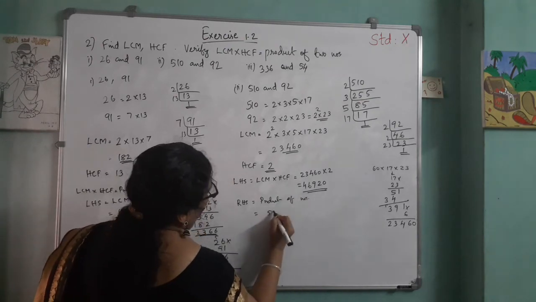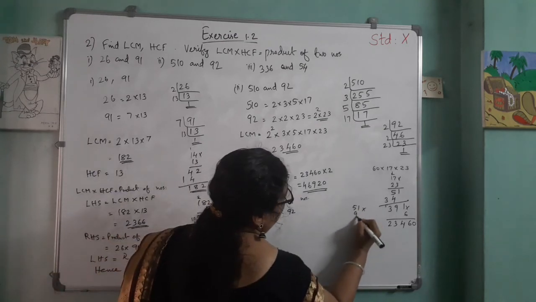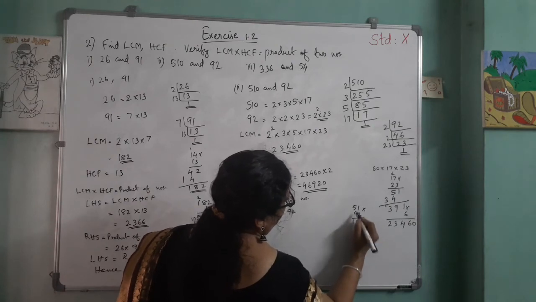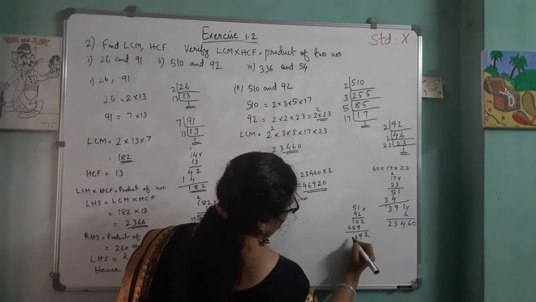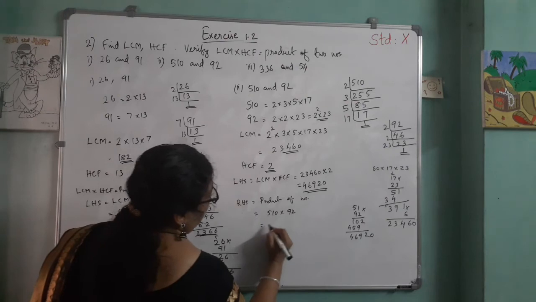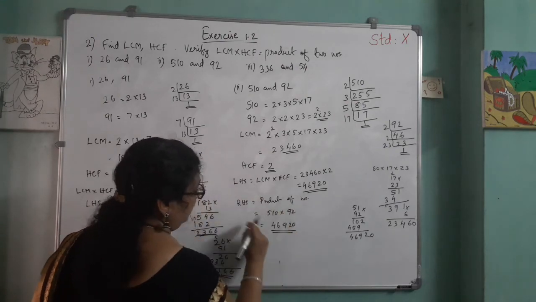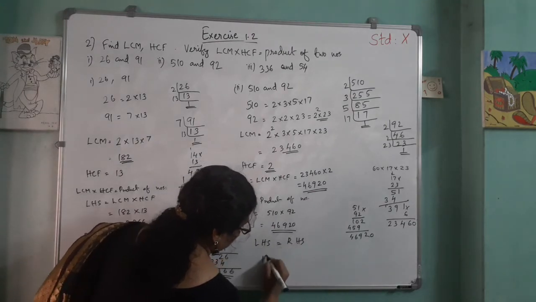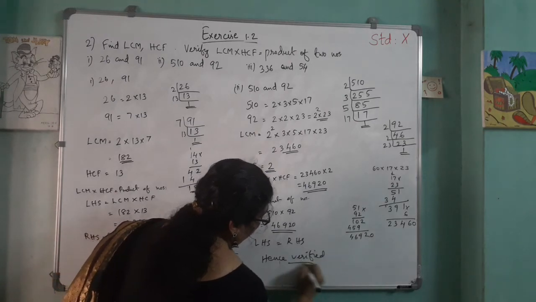That equals 510 into 92. So 51 into 92. 2 1s are 2, 2 5s are 10. 9 1s are 9, 9 5s are 45. So 459 plus 4600, then 0. And that equals 46920. So here LHS and RHS are equal. So we get LHS equals RHS. Hence verified the equation. Verified.